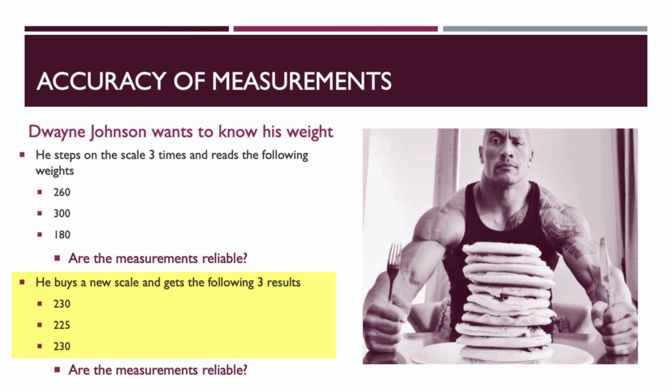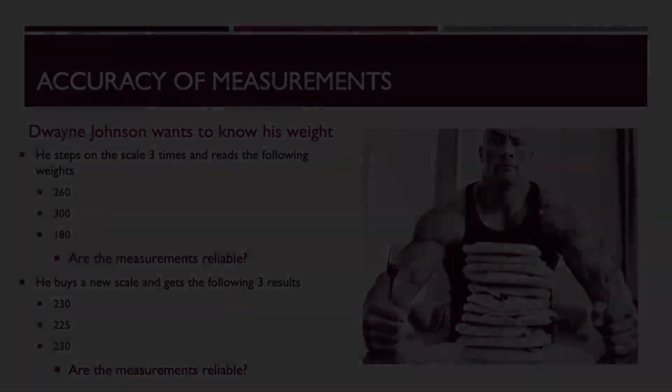There's much less variance between the measurements, so we would say that the second scale is far more reliable than the first scale. Let's take another example of reliability that's more a political science example.